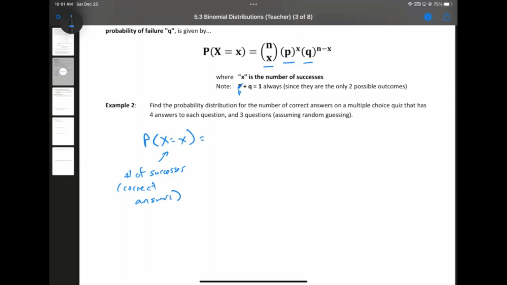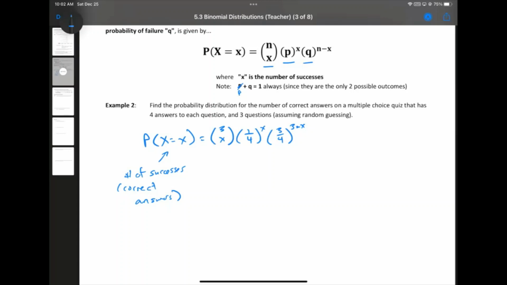Okay, then we've got the n choose x. So we have 3 questions. We have to figure out where the correct answers are going to be. So that's going to just be 3 choose x. The probability of success, the probability of getting a question correct, is 1 in 4, since there are 4 answers and we're randomly guessing which one it is. So there's a 1 in 4 chance of succeeding, and x is the number of successes. And then the probability of failing, 3/4, to the number of failures, which is going to be 3 minus x. X successes, 3 questions in total, 3 minus x failures.